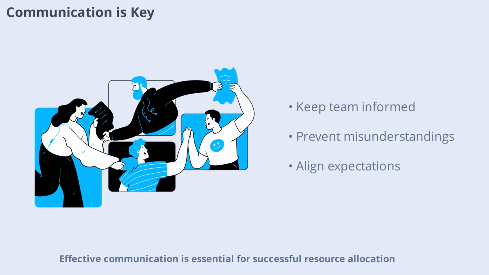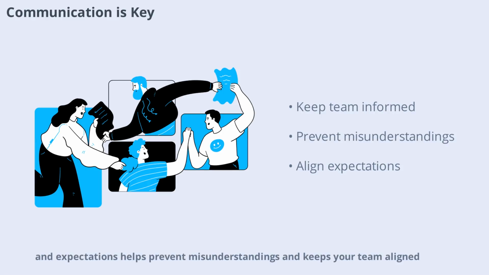Effective communication is essential for successful resource allocation. Keeping everyone informed about resource assignments, changes, and expectations helps prevent misunderstandings and keeps your team aligned. Regular meetings, clear documentation, and open channels make a big difference in project outcomes.